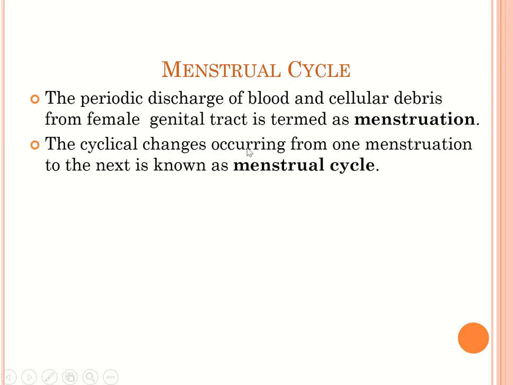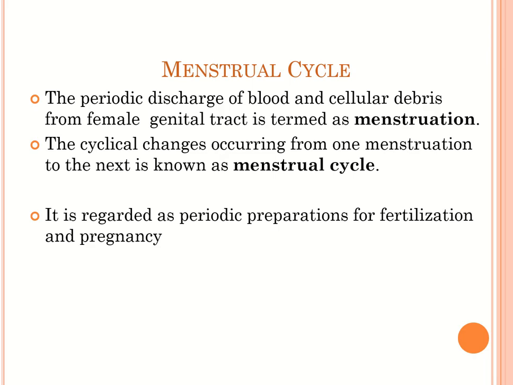So the cyclical changes occurring from one menstruation to the next menstruation, we call it the menstrual cycle. So, for example, today is the day of menstruation, or the bleeding starts. Remember, only the discharge of the blood and cellular debris we call menstruation. But the changes which take place following that for the next 1 month, we call it the menstrual cycle.